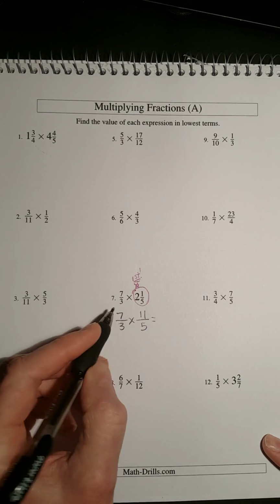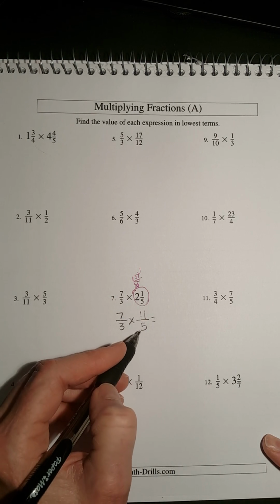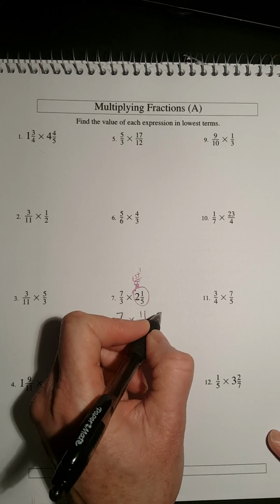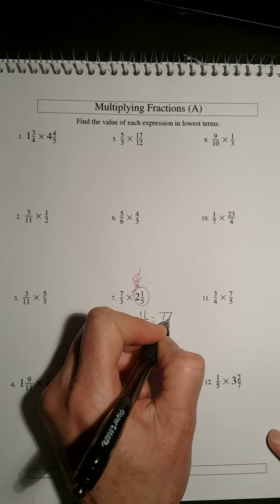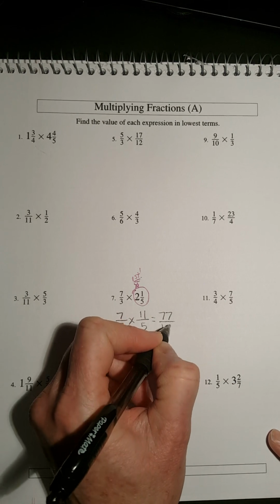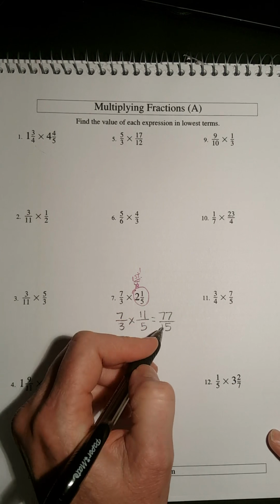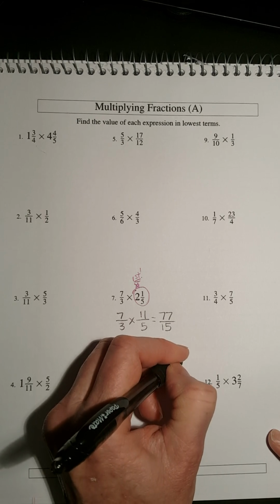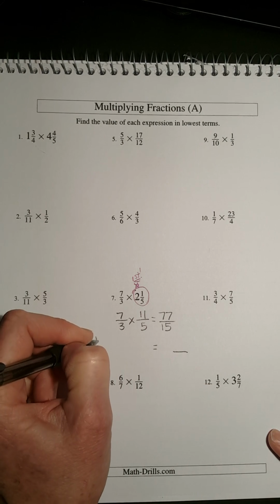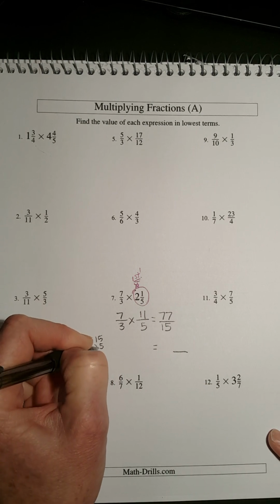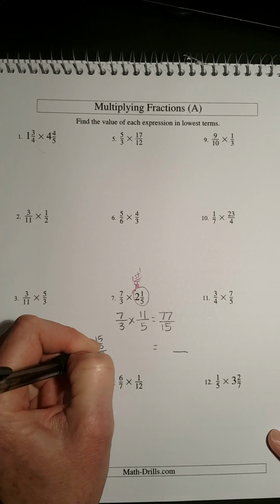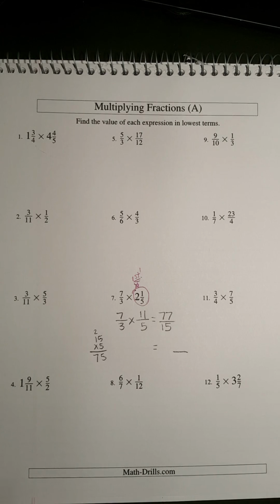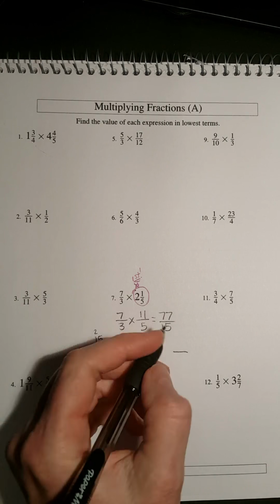Okay. Then I have 7 and 5 don't have factors in common. 3 and 11 don't have factors in common, so I multiply across. 7 times 11, 77. 3 times 5, 15. And then 15 is going to go into 77. Let's see. I'm going to do some guess and check over here on this side. Let's see if it'll go in 5 times. 5 times 5, 25. This is 75. That was a good guess. Okay, so it'll go in 5 times.